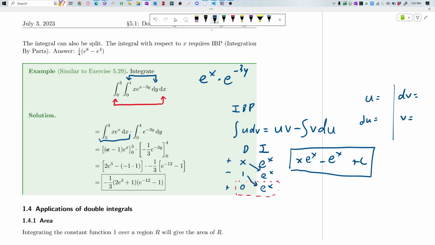And that is exactly what I wrote here. If you ignore the plus c and if you factor out the exponential, you get x minus 1 times the exponential. Okay, then you do the evaluations. That's just going to be arithmetic. I'm not going to say any further about that. And you simplify and you get the result. Okay.